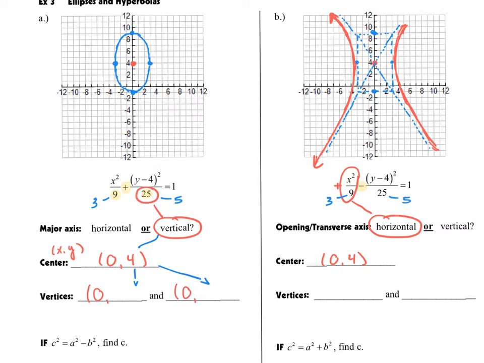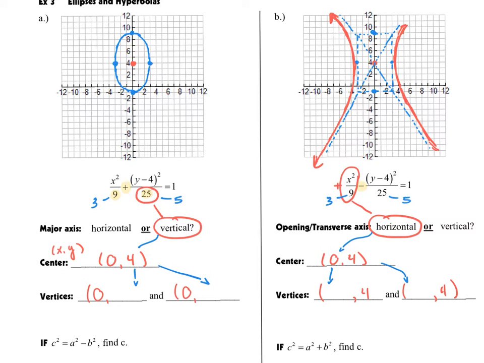Now on my hyperbola, because my hyperbola is opening horizontally, it's going to be the x-coordinate that's going to change for the vertices, which means the y-coordinate is the one that's going to stay the same. So it's important to get that in your mind, what part should be changing. Now the question is how much does that x-coordinate change by?